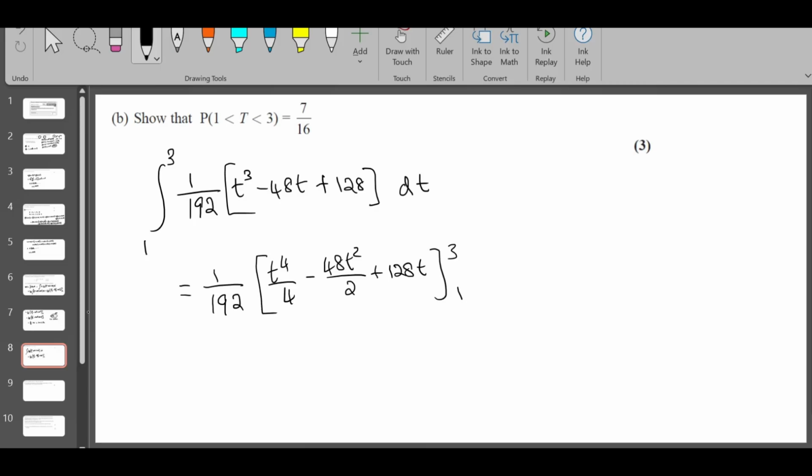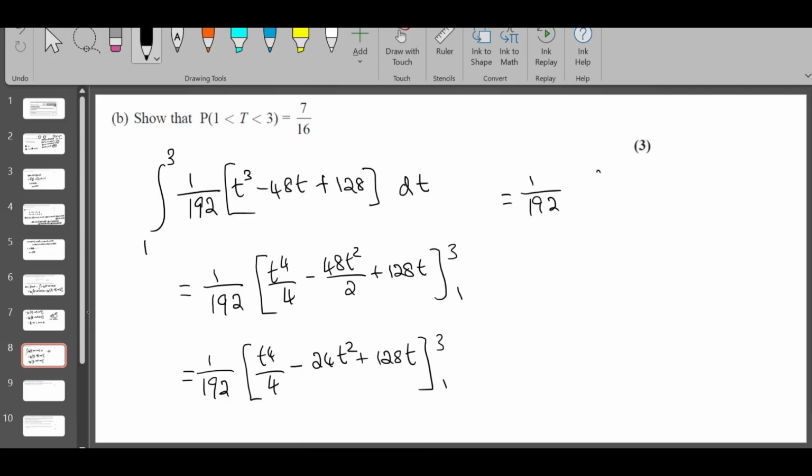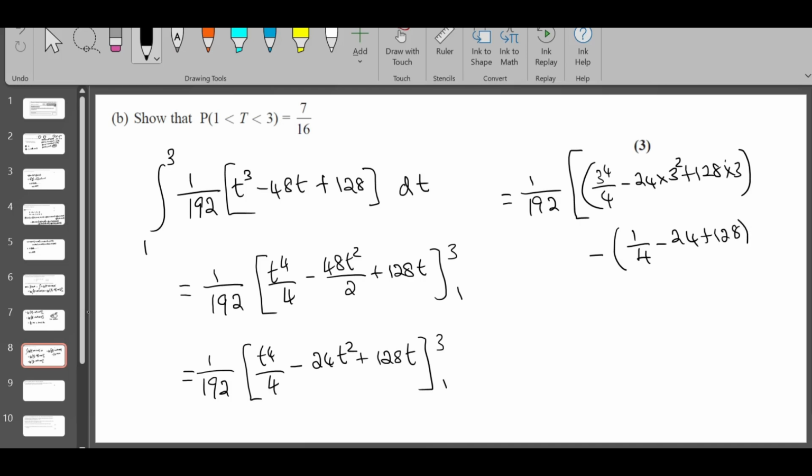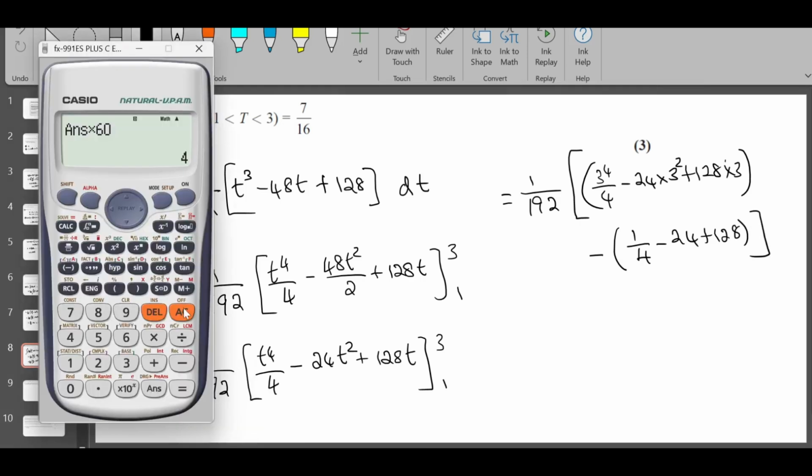I can write one more step: 1 over 192 times t to the power 4 over 4, minus 48 over 2, which is 24t squared, plus 128t, from 1 to 3. Let's substitute the upper limit first: 3 to the power 4 over 4 minus 24 times 3 squared plus 128 times 3. Minus the lower limit: replacing t by 1, it's 1 over 4 minus 24 plus 128. Let's calculate this value now.